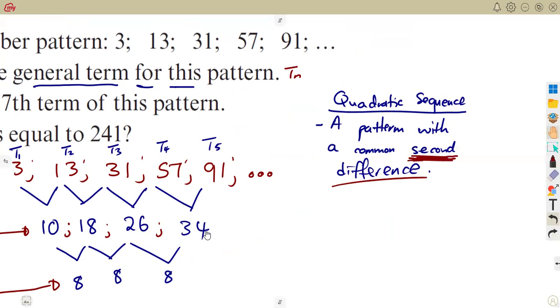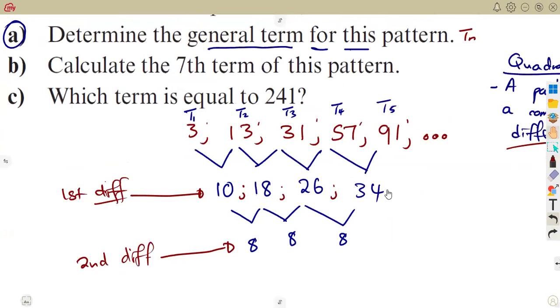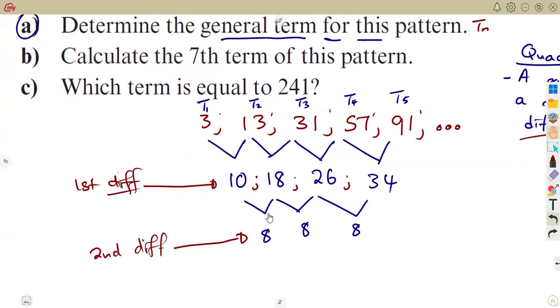Meaning to say the first difference is not common. So do not say under exam, okay, the first difference is not common, then you leave it like that and say this one does not exist. You try a geometric, you see it's not geometric, then you say this one does not exist. No, it is not like that. You move on to the second differences. There will be a common difference there.